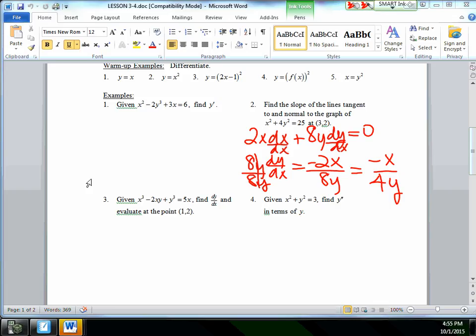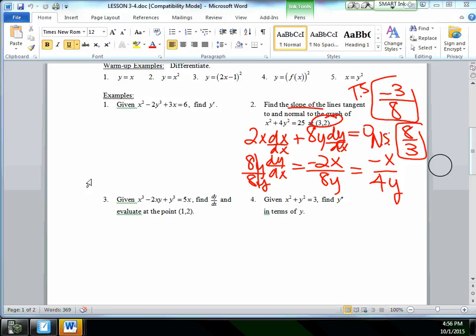But they want the actual slope. So we need to plug in the point. X is negative 3, y is 2, so 8. So there's the tangent slope. The normal slope would then be the negative reciprocal, which would be 8/3. So there's the tangent slope. There's the normal slope.